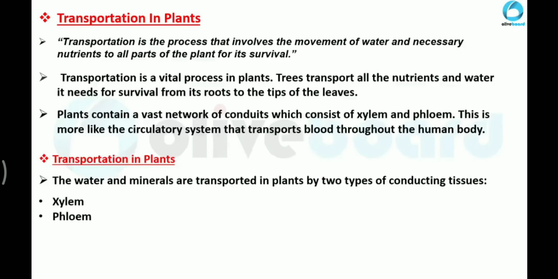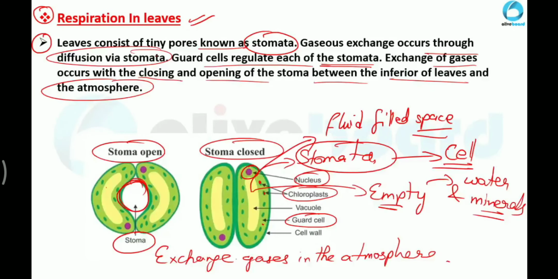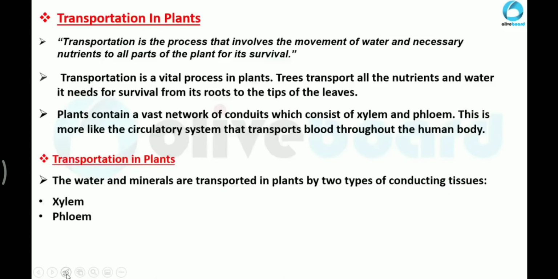Understood? Now we will talk about transportation in plants. We have discussed nutrition in plants and respiration in plants, with the help of roots and with the help of leaves. Now we will talk about transportation in plants. That is transportation of what? Transportation of water and food in plants.